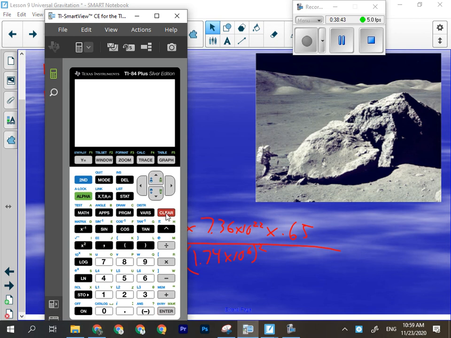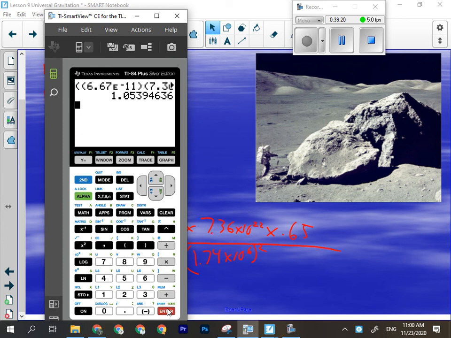So when we're putting this in here, I'm going to have two sets of brackets for the top: 6.67 times 10 to the minus 11 times 7.36 times 10 to the 22 times 0.65. So I've enclosed the top in brackets. Now I'm dividing that by the bottom, which is going to be 1.74E6 squared.